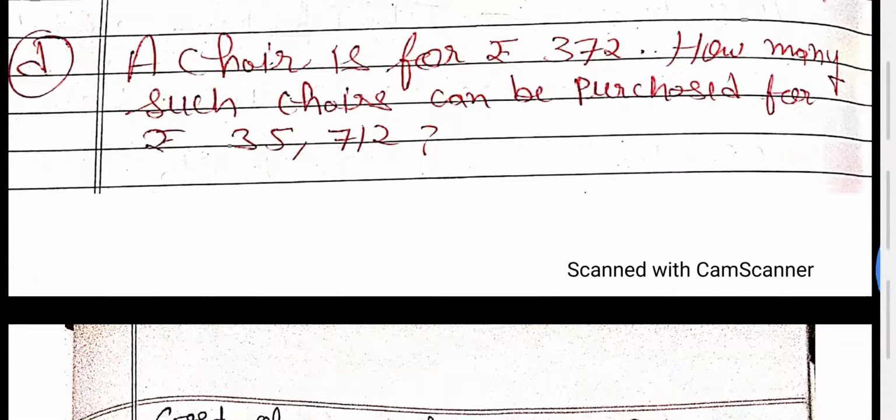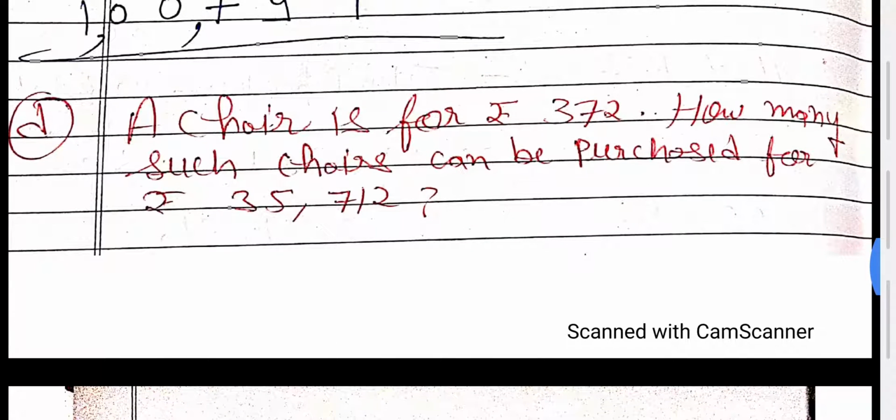What is the D part? The D part is that a chair is for rupees 372. Suppose you went to a market and purchased a chair. So what is the cost of one chair? 372. How many such chairs can you purchase for rupees 35,712?